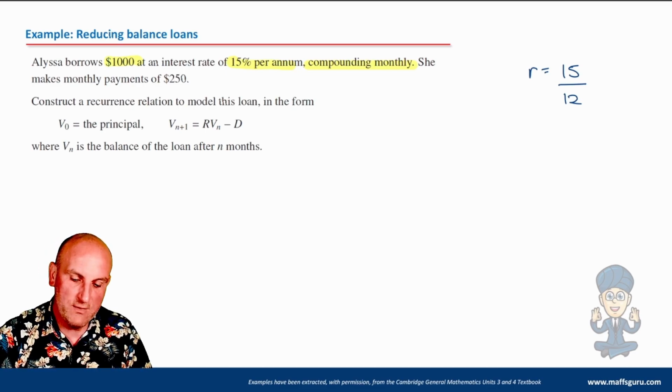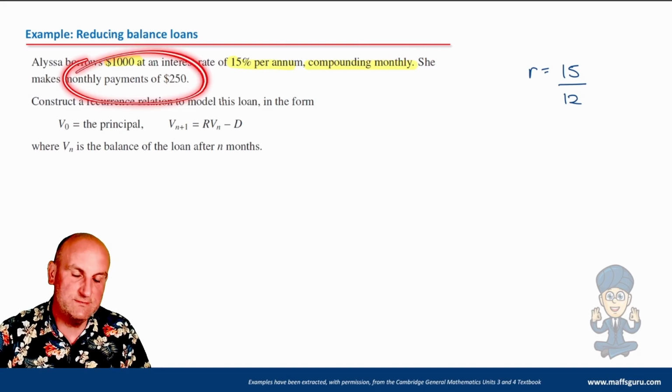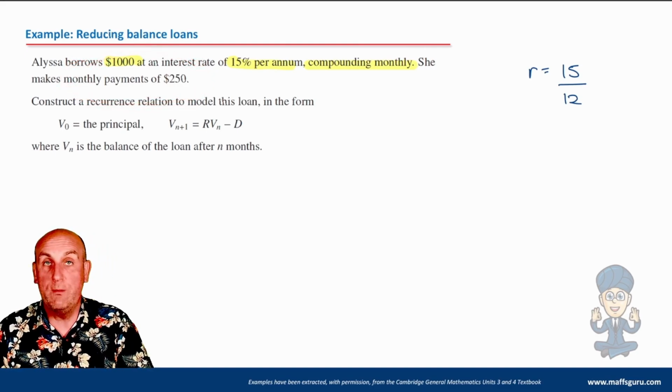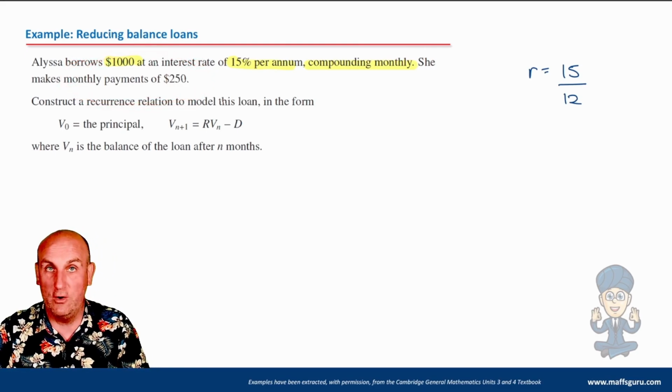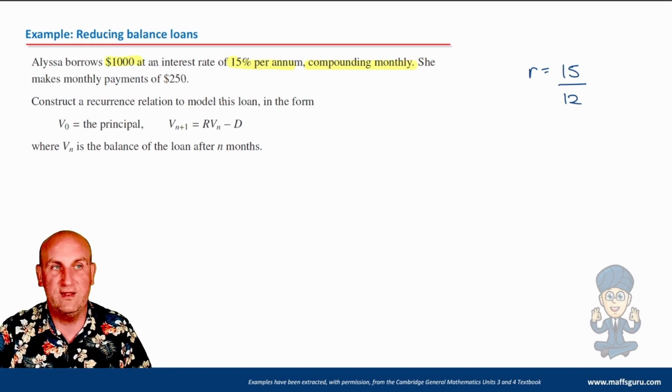She is making monthly payments. Now again, notice compounding monthly. She has to be making payments monthly. It's so important that they are the same, otherwise it's not going to work. You'll make horrible, horrible mistakes.